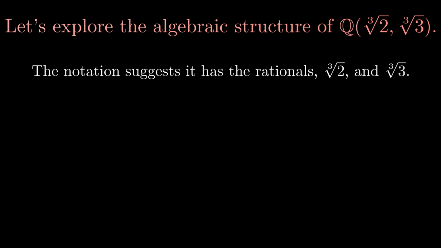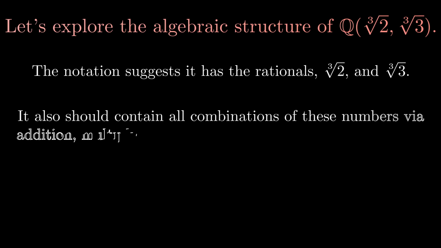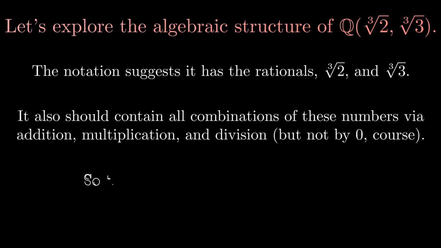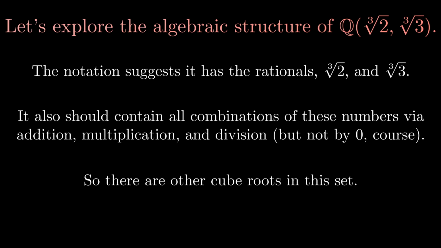Let's make sure we understand what elements in this extension Q adjoin cube root of 2 and cube root of 3 look like. The notation suggests that you definitely get the rationals, cube root of 2 and the cube root of 3, but we have to let these things interact with each other via the normal rules of algebra. Let's observe some of what I'll call the interesting elements of this set R.